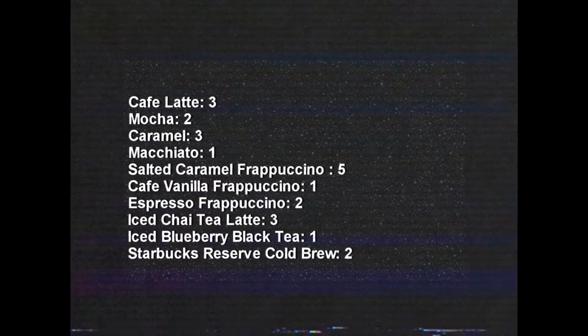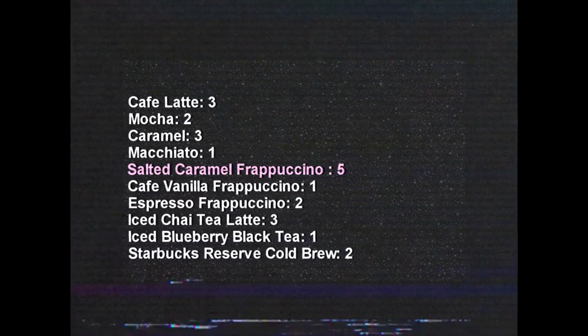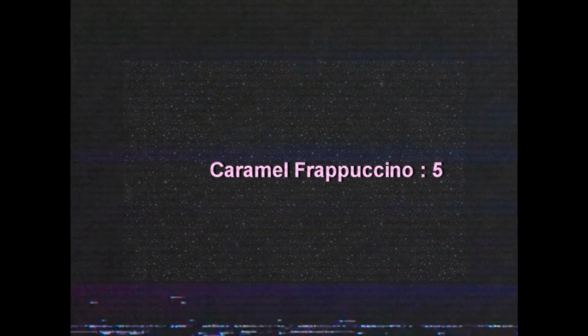A data with one mode would be unimodal, with 2 modes bimodal, 3 modes trimodal, and more than 3 would be polymodal. In the problem, the salted caramel frappuccino was ordered 5 times by Madam Karla, which makes it the mode of the problem. This answer then would be an example of a polymodal mode.